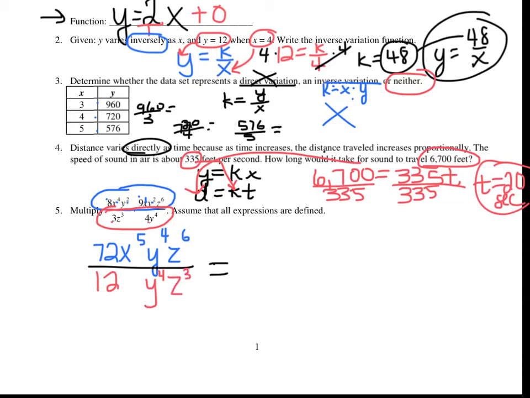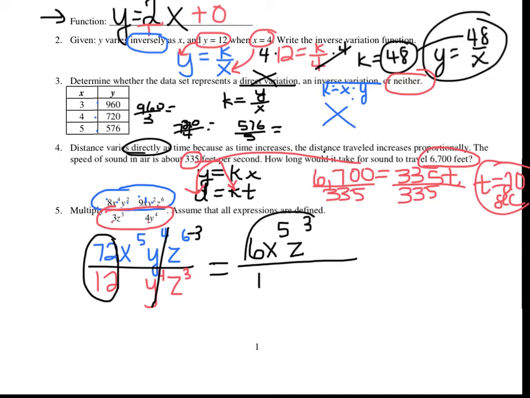Now we can go through and cancel out. 72 divided by 12 is 6, so we'll put a 6 on top. You could put a 1 underneath it, you don't have to. The x to the 5th, nothing cancels out. Those x to the 5ths. The y's are going to cancel out completely because there's 4 on top and 4 on the bottom. And for the z's, 6 minus 3 is 3, so it's z to the 3rd. So that's the final answer.